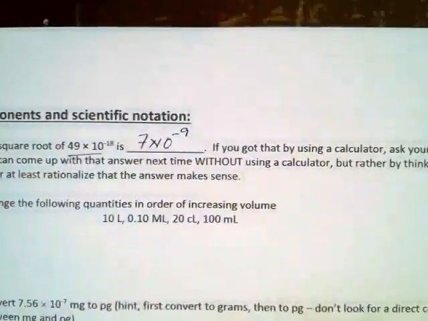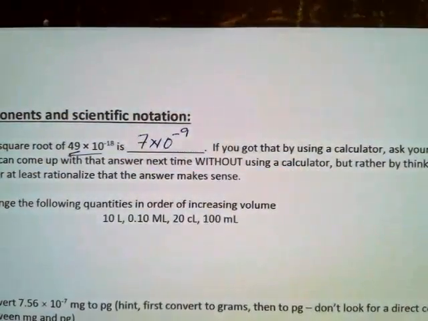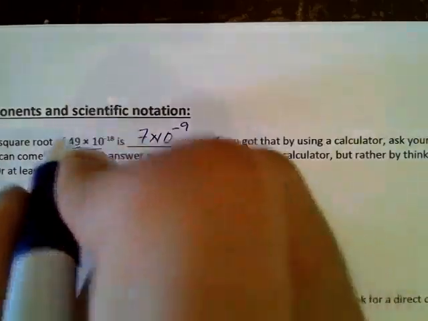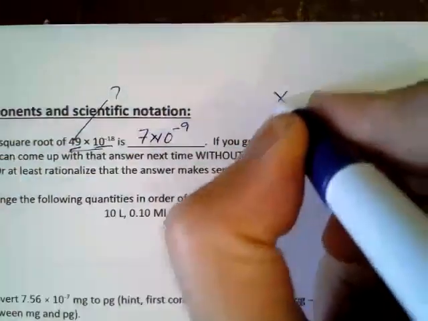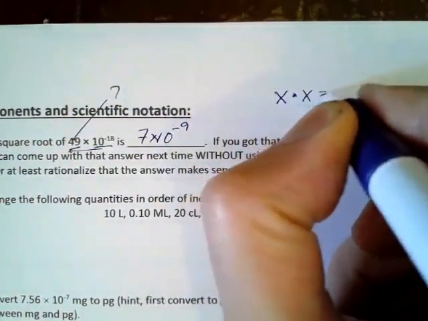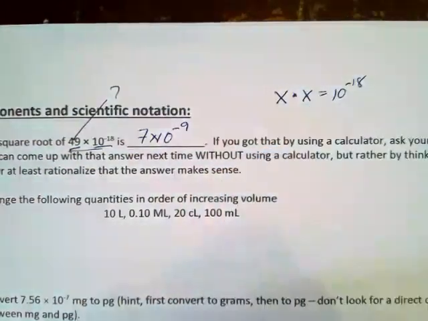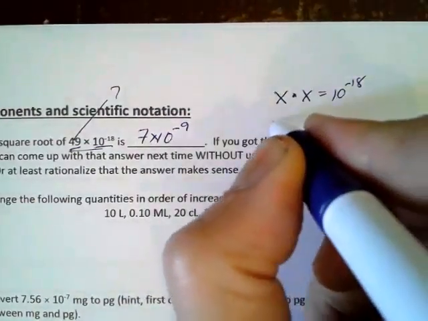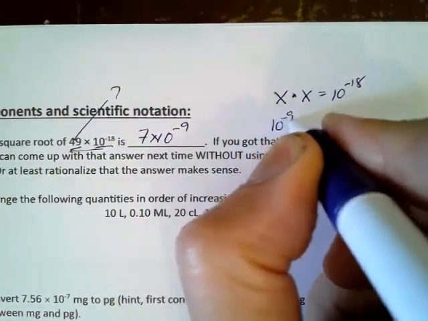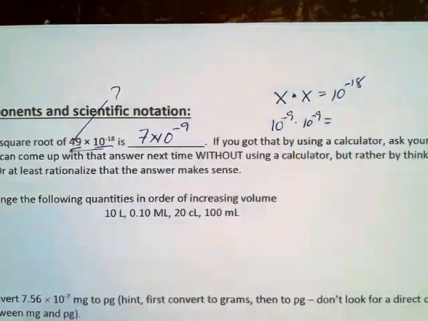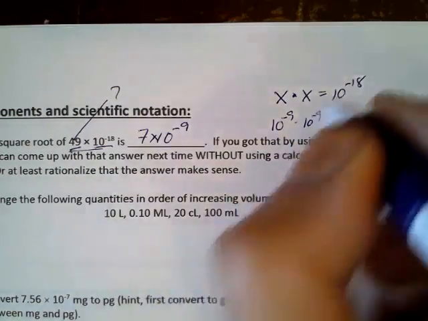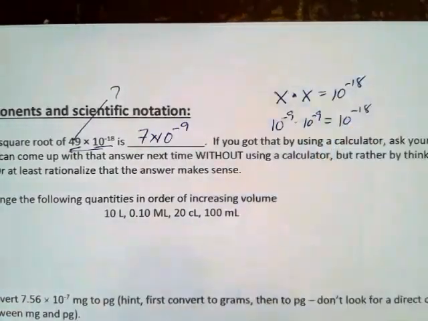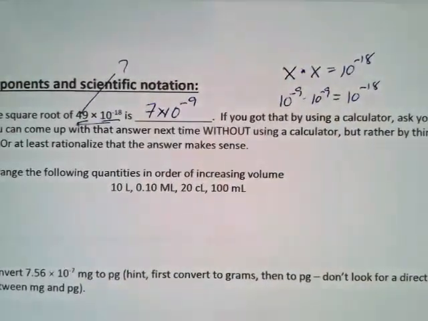If we think about 49 times 10 to the minus 18, we recognize 49 as being the square of 7. And 10 to the minus 18, if we ask what times itself gets us 10 to the minus 18, we return to the rules of scientific notation and how to deal with exponents, and we see that when we add the exponents together, minus 9 and minus 9 would add up to 10 to the minus 18.